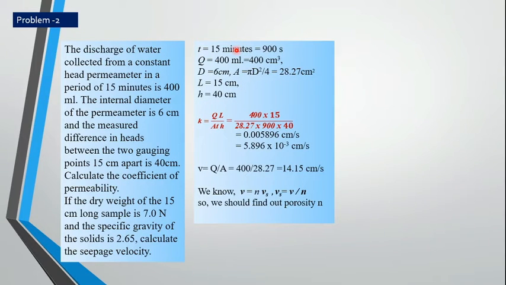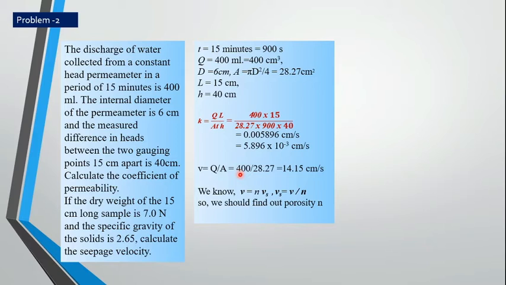so T is 15 minutes, 900 seconds. Q, the collected water is 400 ml, 400 cc. Internal diameter is 6 centimeter. Area becomes pi d squared by 4, 28.27 centimeter square. L, the length is 15 centimeter with h equal to 40 centimeter. So K equal to QL by ATH. If I substitute everything in centimeters and seconds, I'll be getting 5.896 10 to minus 3 centimeter per second as the value of K. Now V is equal to Q by A.